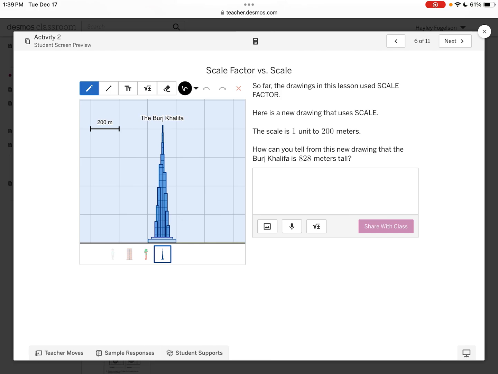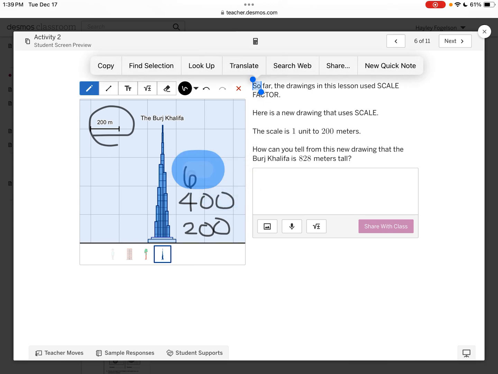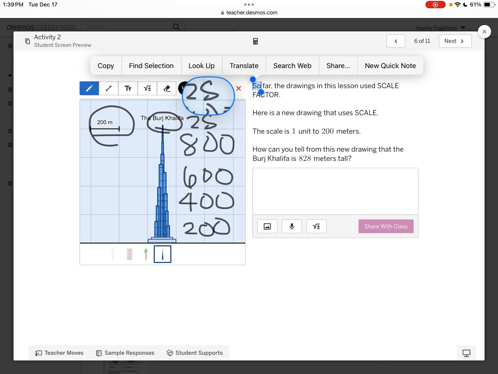Well, if we take a look, each box now stands for 200. So this one's 200. This would be 400, 600, 800. And then if you look, it's not all the way to the top. So this is where we do a little bit of estimating, and they estimate that that is 28. So how can we tell that our new drawing is 828? Well, we count our boxes. That's how we would tell.